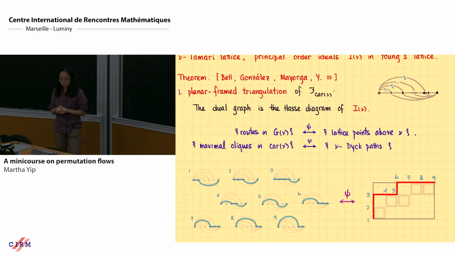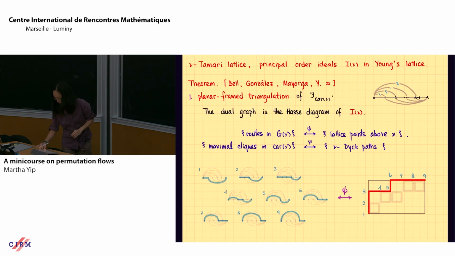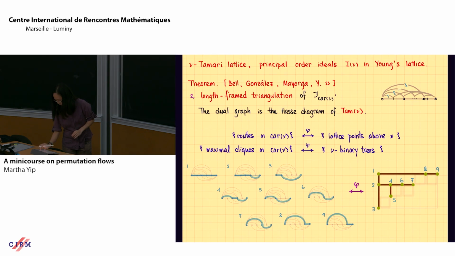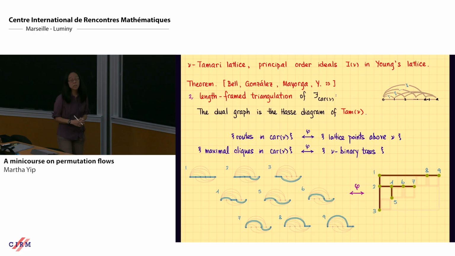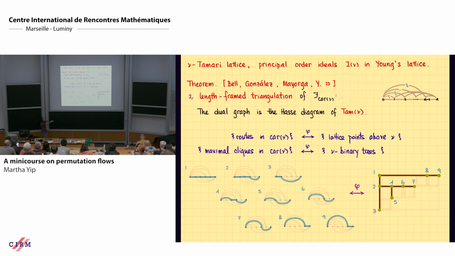It turns out that switching a clique, if I remove some route and put in another coherent route, corresponds exactly to pushing a valley to a peak. The other one, the story is similar. There is that same correspondence between routes and lattice points, and that is independent of framing. But then the framing tells you which collection of lattice points are coherent.